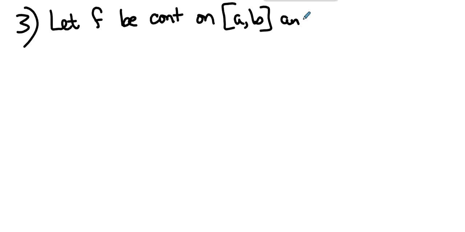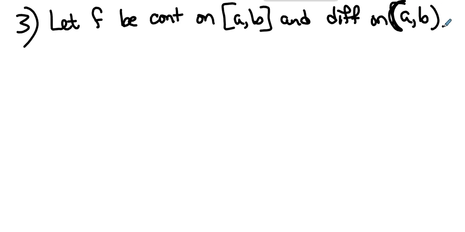The third corollary is by far the most important one, and it says, let f be continuous on some closed interval and differentiable on an open interval. And all that means is that the function is smooth everywhere except maybe at the endpoints. Maybe there's a corner at an endpoint, maybe there's a cusp at an endpoint, maybe there's a vertical tangent or an asymptote at the endpoint. Does not matter. The function is going to be continuous on the closed interval, differentiable on the open interval.